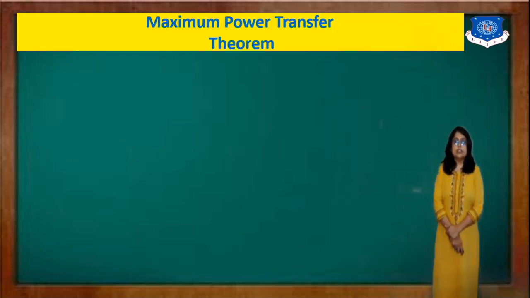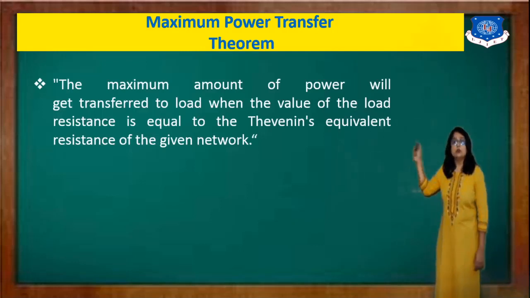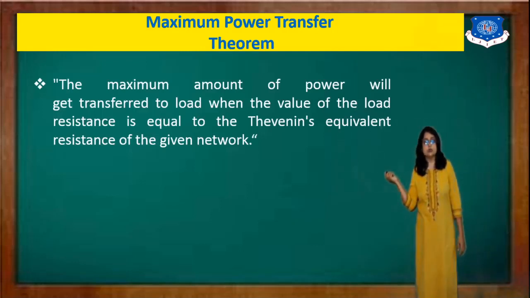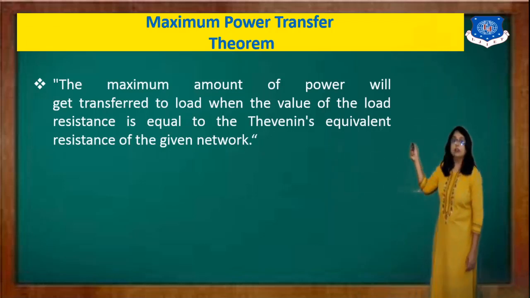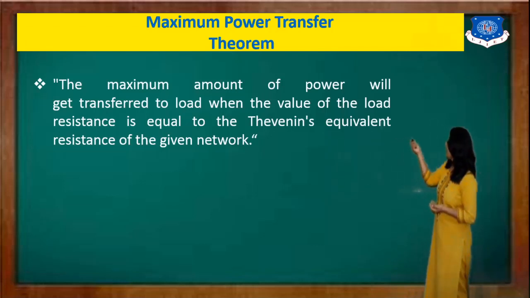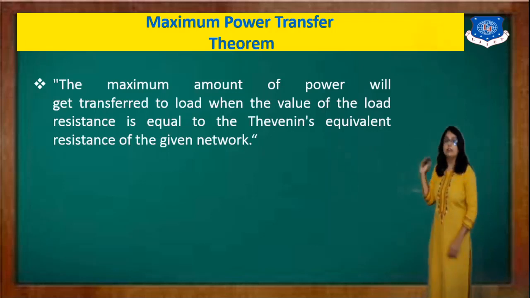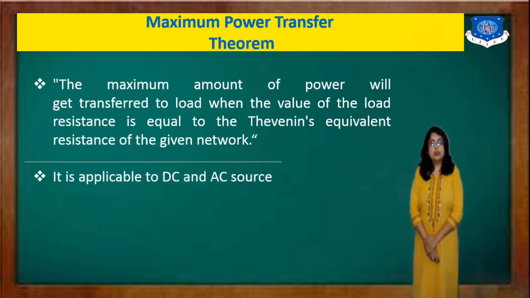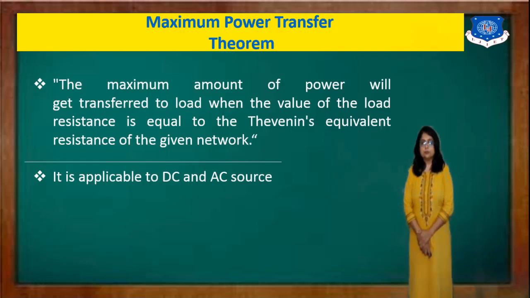First of all, we will discuss the statement, and it is applicable to AC as well as DC source. The statement of maximum power transfer theorem is: the maximum amount of power will get transferred to the load when the value of load resistance is equal to the Thevenin equivalent resistance in any given network. As I said, it is applicable for DC as well as AC source.